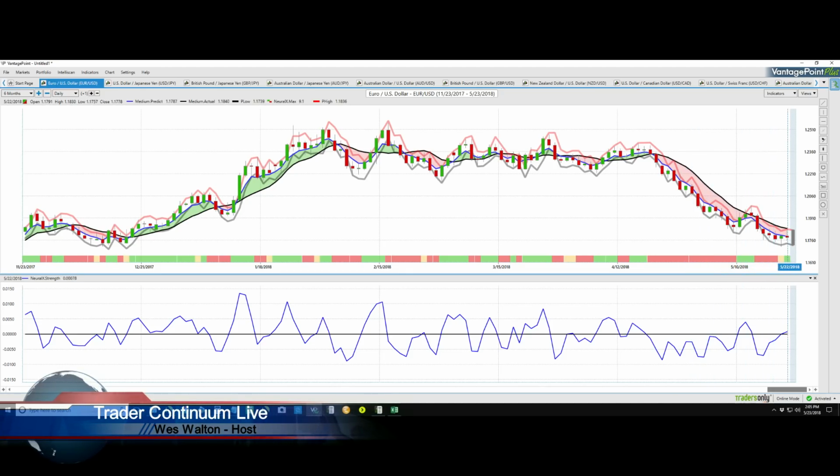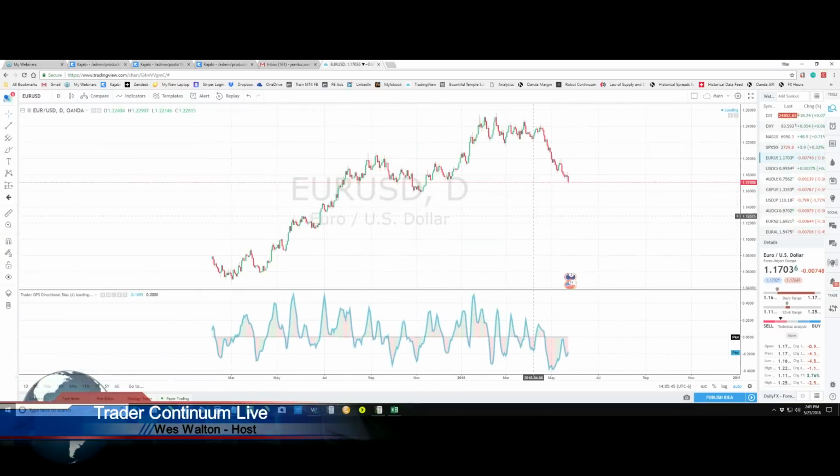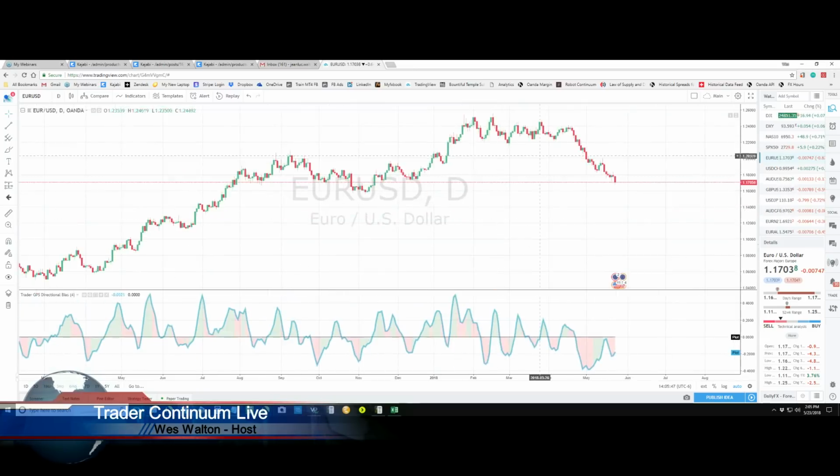And we finally have turned green on the neural index, and we're above zero. And this trough ended up being higher than this trough. So we're looking at a pretty decent bullish move, wow. Bullish move coming up on the Euro US dollar.